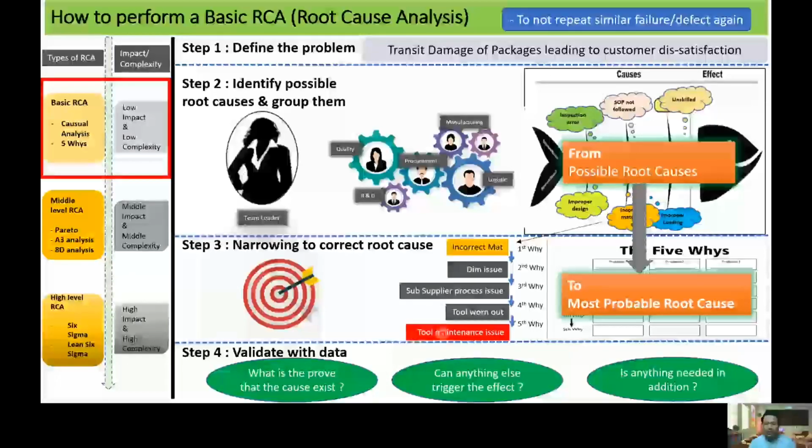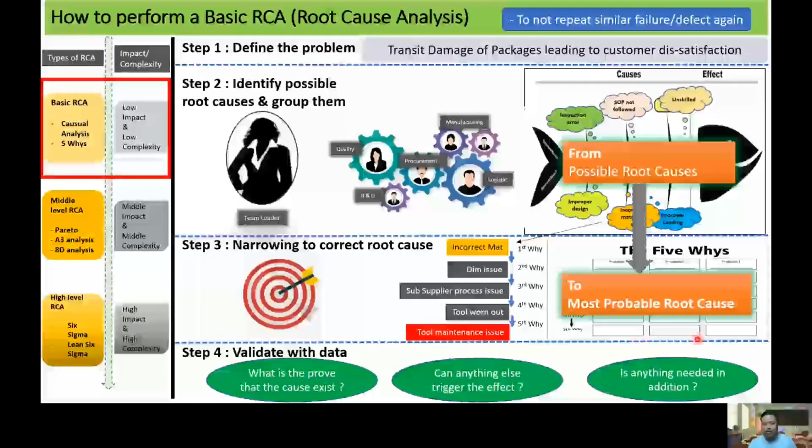If we say tool maintenance issue is the cause, then we need to verify with the data whether it is the real cause or whether there were some other causes for which the tool wearing out has happened. The second question could be, can anything else trigger the effect? Tool worn out could be a side effect of the tool maintenance issue, or there were some other issue which has led to the tool wearing out. That could be another discussion to understand whether the most probable root cause which has been identified is correct or not. And the third question is, anything needed in addition?